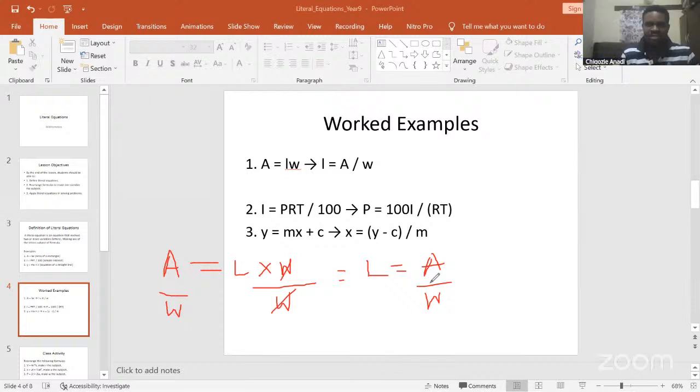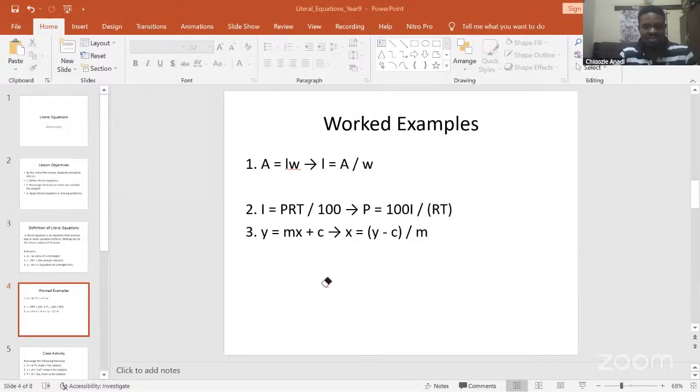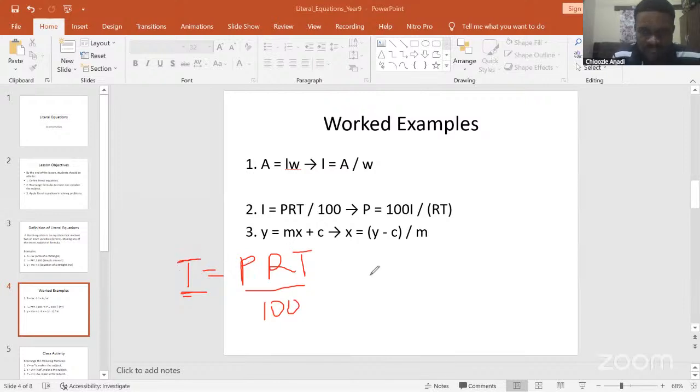So this kind of equation is straightforward. It's not that complex. But if you look at example 2, where you have interest is equal to PRT all over 100, you're asked to make the principal, which is P, the subject of the formula. How do you go about that? Remember, interest is equal to PRT all over 100.